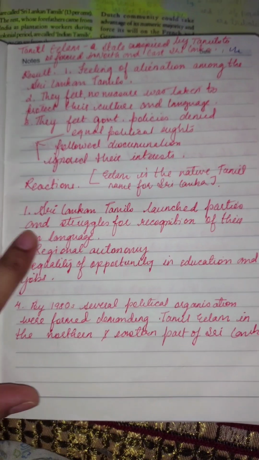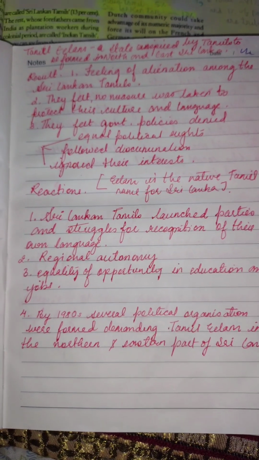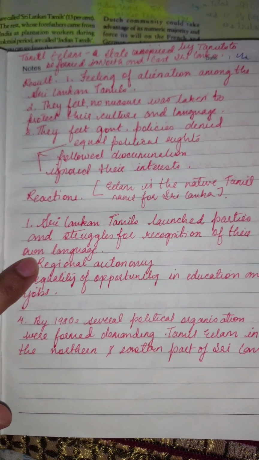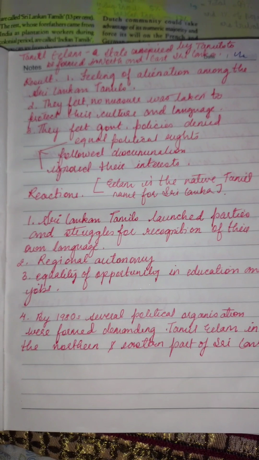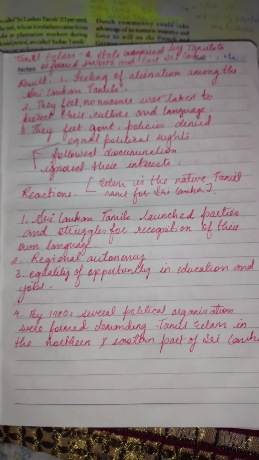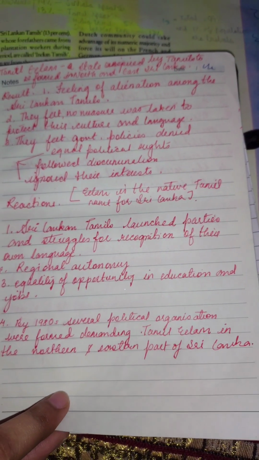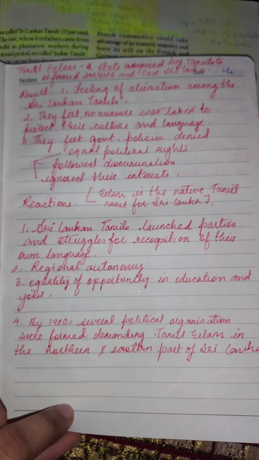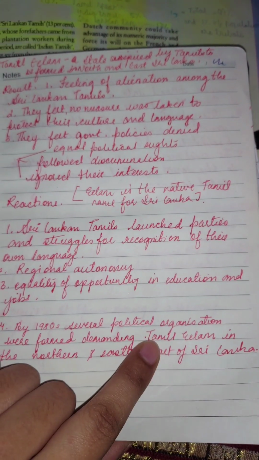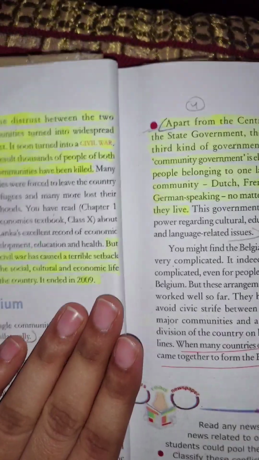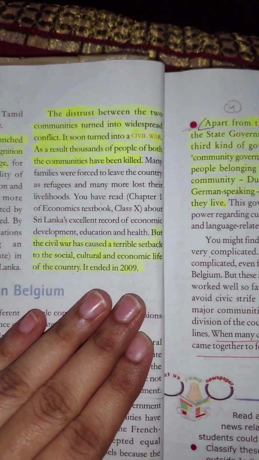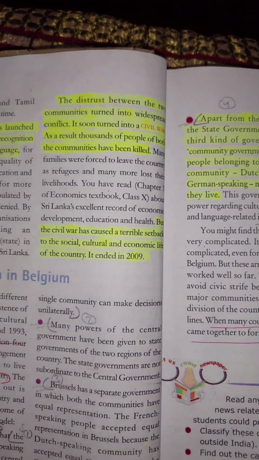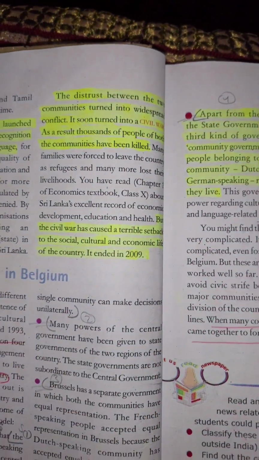The first point is, they launched parties and struggles. Second, they demanded regional autonomy and equality of opportunity in education and jobs. And by the 1980s, they demanded a separate state for the northern and eastern part that would be called Tamil Eelam. As a result, the distrust between the two communities grew further, and there were widespread conflicts.